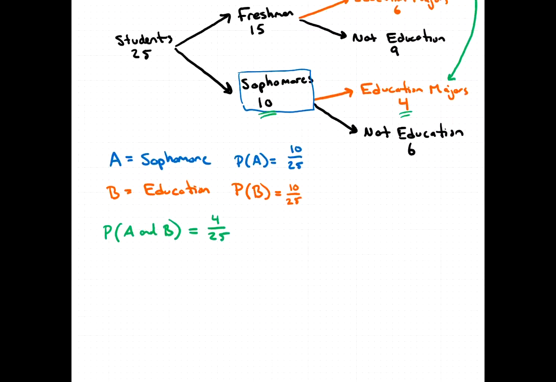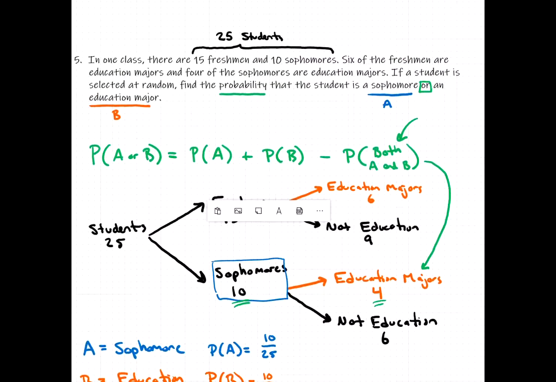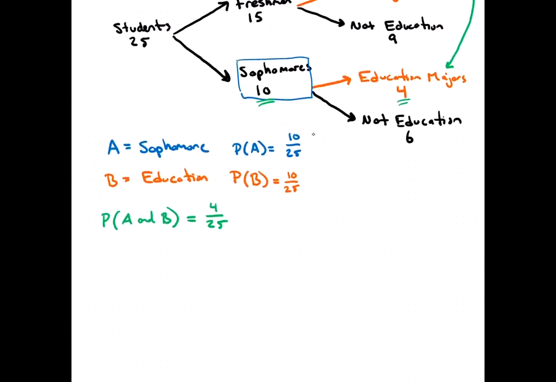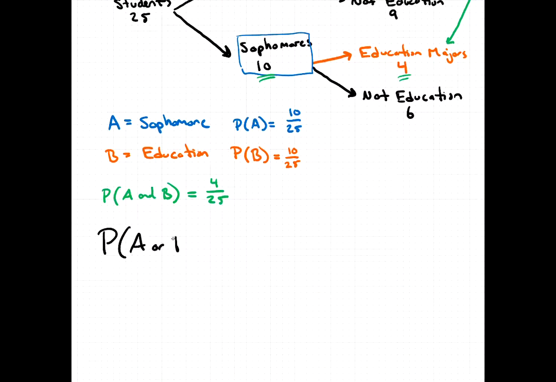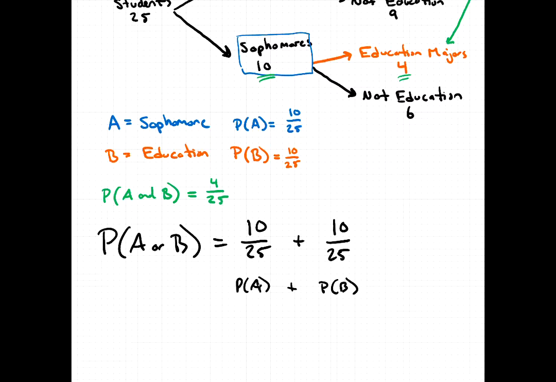Okay, so now we have everything we need. We want the probability, so let's go back to the problem. We want the probability of the student being either a sophomore or an education major. So let's apply the probability rule. The probability of A or B equals the probability of A plus the probability of B, so that's another 10 over 25, minus the probability of both A and B, and that's minus the 4 out of 25. So it looks like 10 plus 10 is 20, minus 4 is 16. So our final probability is 16 out of 25.